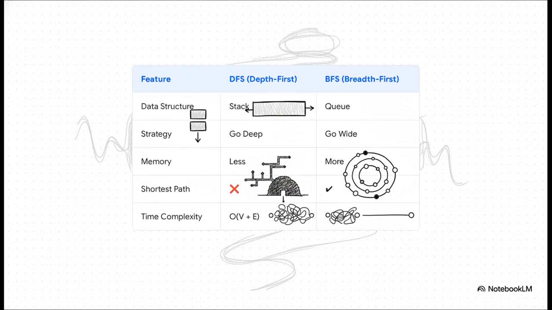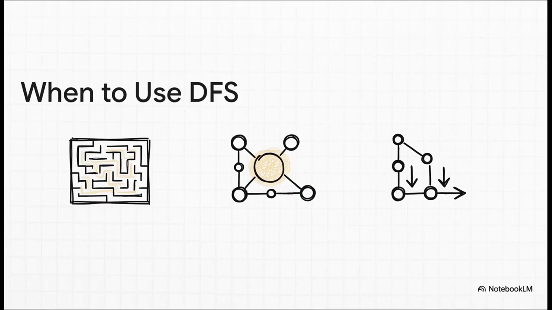DFS goes deep with a stack, BFS goes wide with a queue. But the most critical difference, the one you really need to remember, is in that last row. BFS is guaranteed to find the shortest path in an unweighted graph. DFS makes no such promise. So let's make this really simple.